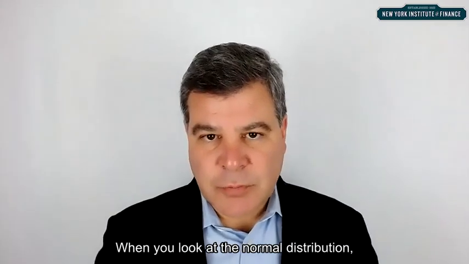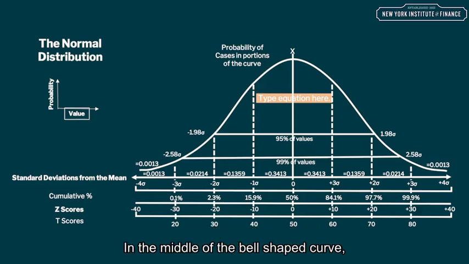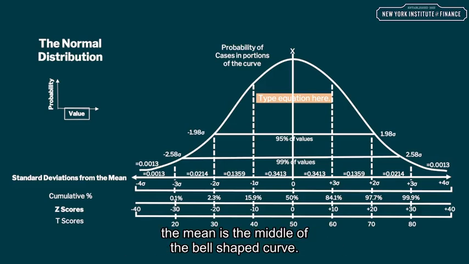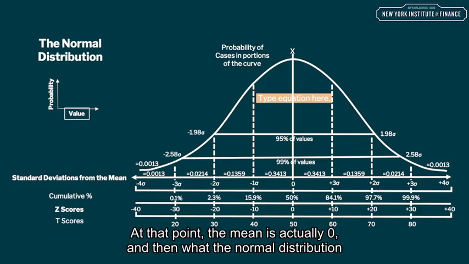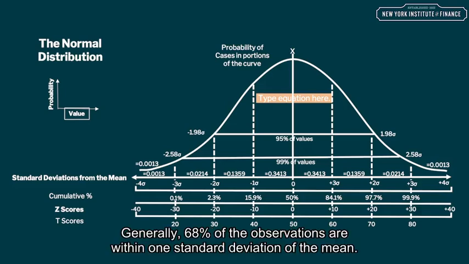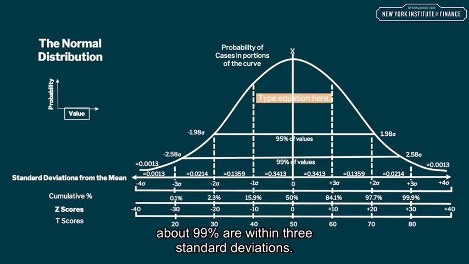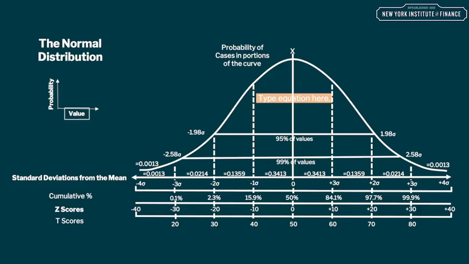The normal distribution is known as that bell-shaped curve. In the middle of the bell-shaped curve is the mean, and at that point the mean is actually zero. The normal distribution then measures the deviations from the mean. Generally, 68% of the observations are within one standard deviation of the mean, 95% are within two standard deviations, and about 99% are within three standard deviations.